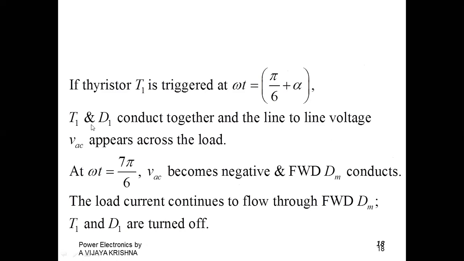Next, T1 and D1 conduct together, and the line-to-line voltage VS appears across the load. At omega t equal to 7 pi by 6, VSC becomes negative and the freewheeling diode DM conducts. The load current continues to flow through the freewheeling diode. T1 and D1 are turned off.